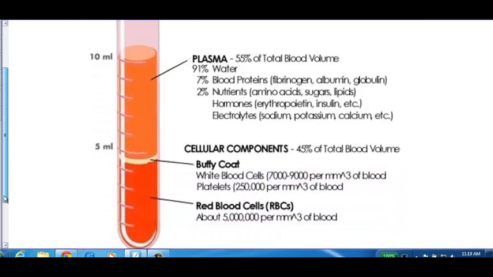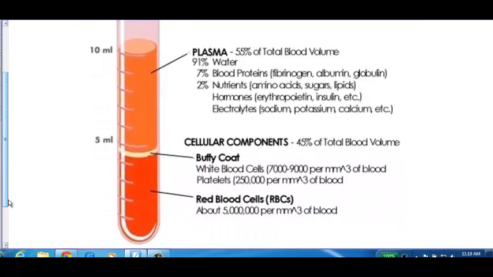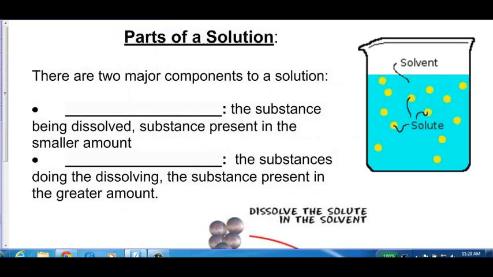Your blood is a mixture. Talk about relevant. Your blood is really made of two major components, the plasma and the cells. The plasma is water, proteins, and nutrients like hormones, and there are electrolytes. The cellular components are white blood cells, which fight infection, red blood cells, which carry oxygen, and platelets, which allow your blood to clot. Even though your blood only looks like one thing, red, it's made of many different things. So we call that a homogeneous mixture, and that's what solutions are.